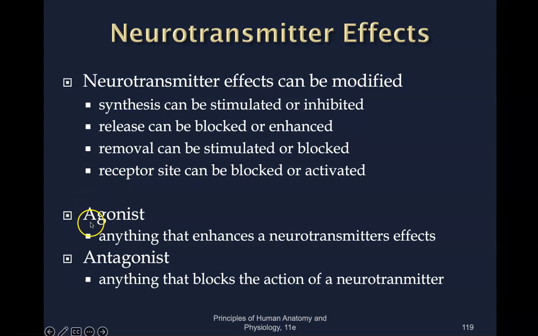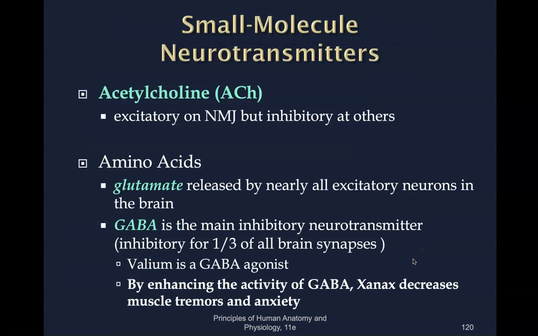And just like before with muscles, we're going to use the term agonist for anything that enhances the neurotransmitter's effect. And then antagonist is anything that's doing the opposite or blocking the action of the neurotransmitter. Just the same terms, just reminding you. So let's get into some of these neurotransmitters.